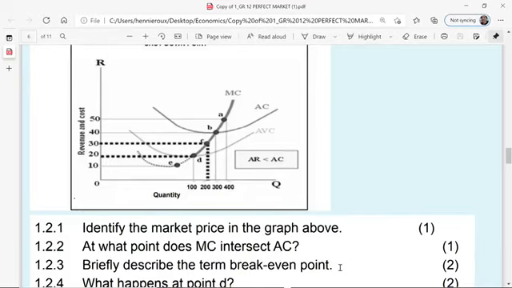What happens at point D? Right, point D is where my AVC and my MC meet. So I know where MC equals AVC, that point is called your shutdown point.